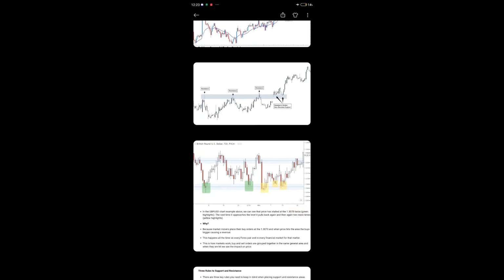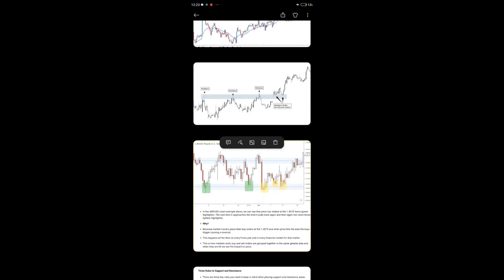Here you can see it reaches this point and then goes up, reaches here, goes up, reaches here, goes up, reaches here, and then goes up, and then it came and reached here so that it could go up again. So why is that? It is because the market movers place their buy orders at this level. As you can see, they place their orders, the buyers, at this level, so that the price can go up, and that means the price reversed.